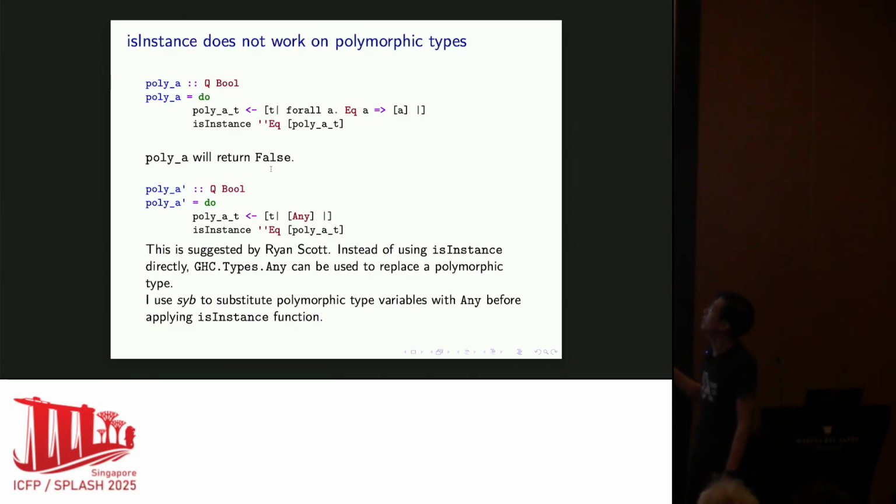So for the first problem, isInstance is not working on polymorphic types. If you put this kind of code, say forall a. Eq a, and a list of a, and you ask whether this is an instance of Eq, the function will return false. It is not in the current GHC implementation. But Ryan Scott suggests that we can use Any instead of this polymorphic parameter to pass into the isInstance function. It will return true. So this is a trick to solve this problem.